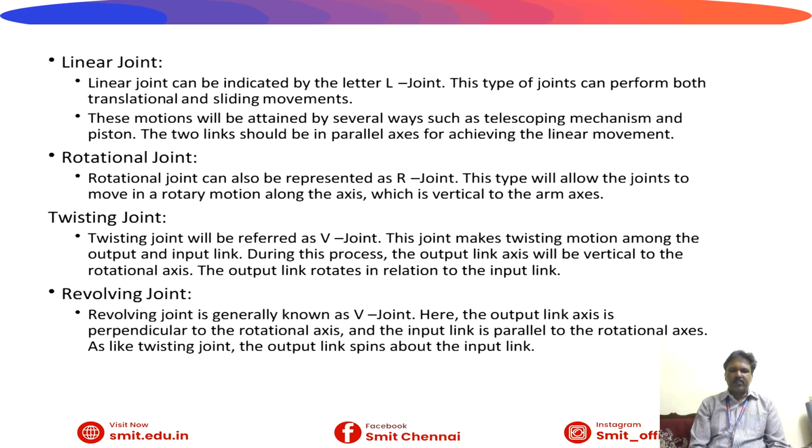Then the first is the linear joint. A linear joint can be indicated by the letter L. That is called L, the linear joint. This type of joint can perform both translational and sliding movements.